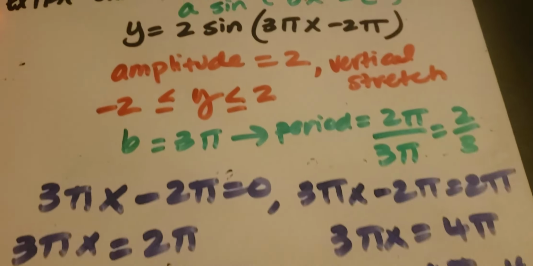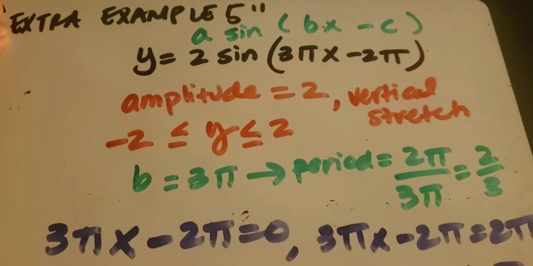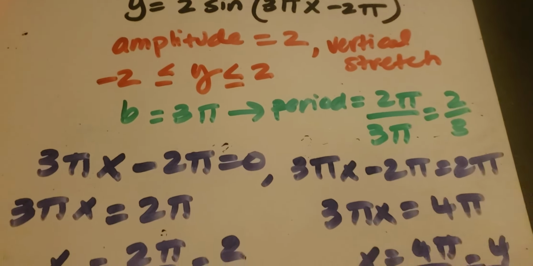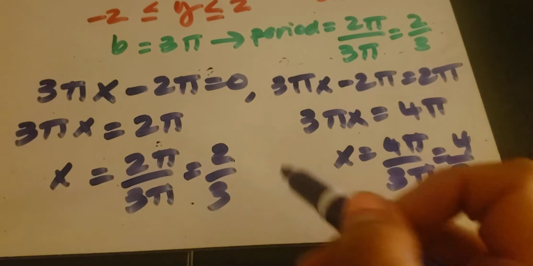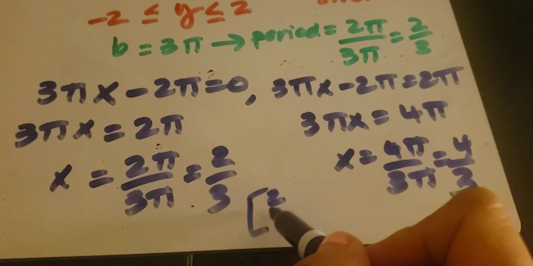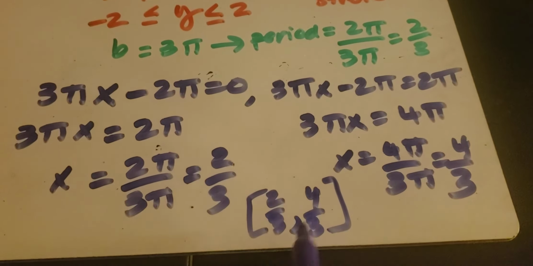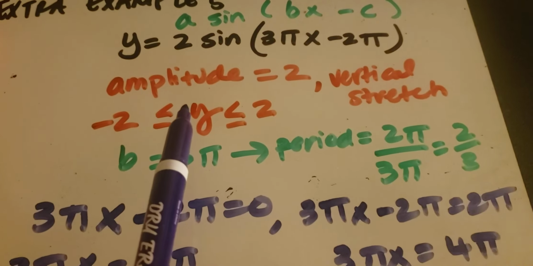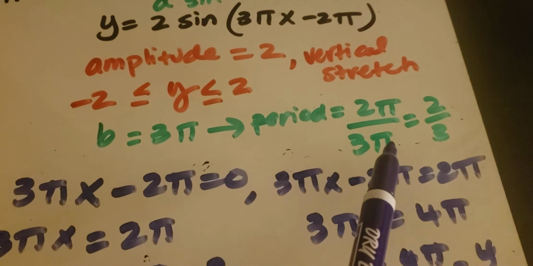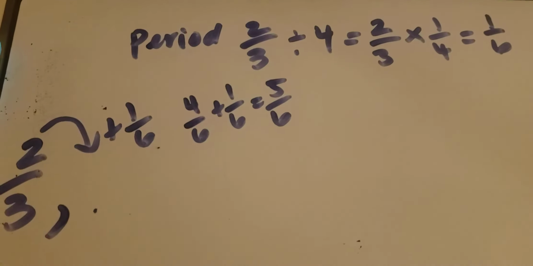Okay, so this is all the stuff. Let me just show it to you because I'm about to erase it just to clean it up. So we came up with all this stuff. That means our interval should be 2/3 to 4/3. Remember, our interval is the same as our domain. So this is our domain, this is our range, this is our period. All right, let's get those key points now.